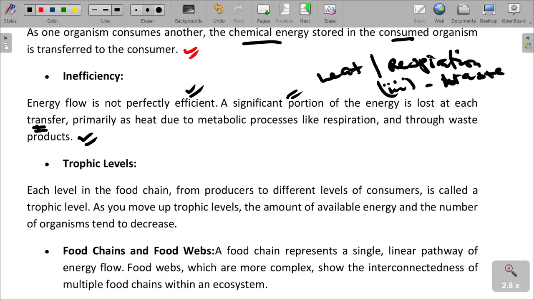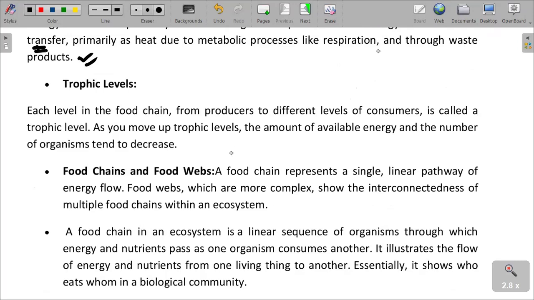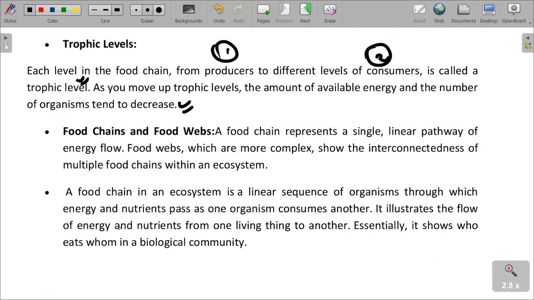You understand? So, let's talk about trophic levels. Each level in the food chain, from producers to different levels of consumers, is called a trophic level. As you move up the trophic levels, the amount of available energy and the number of organisms tend to decrease. So you have also a pyramid of numbers that we are going to look at right now. So, food chains and food webs.